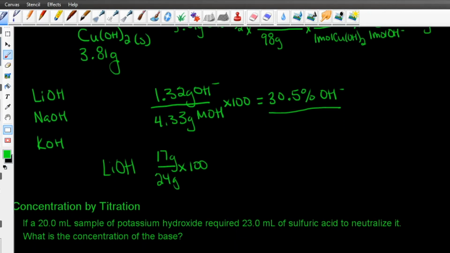Okay, so 17 divided by 24 times 100. So the percentage of hydroxide in lithium hydroxide is 70.8%. Okay, so it's not lithium hydroxide. Let's figure it out for sodium hydroxide.